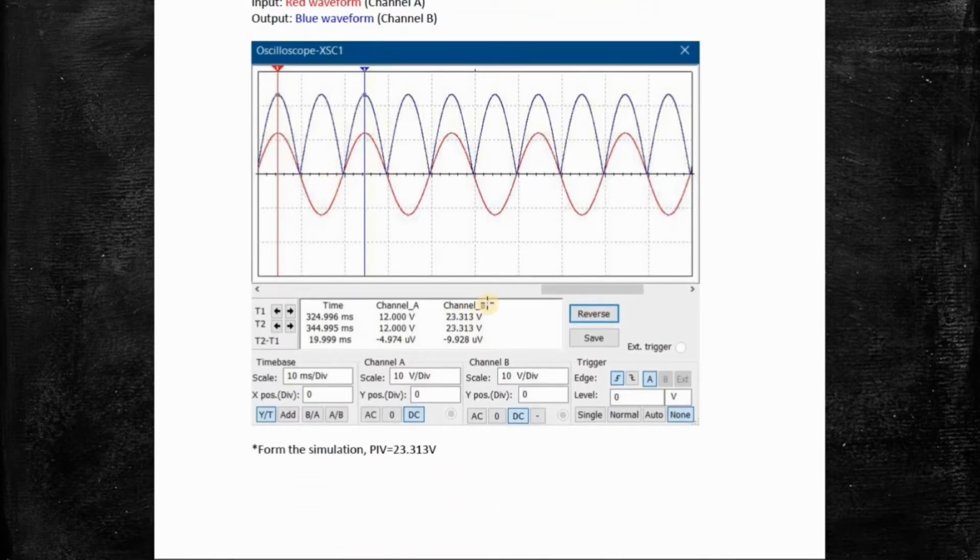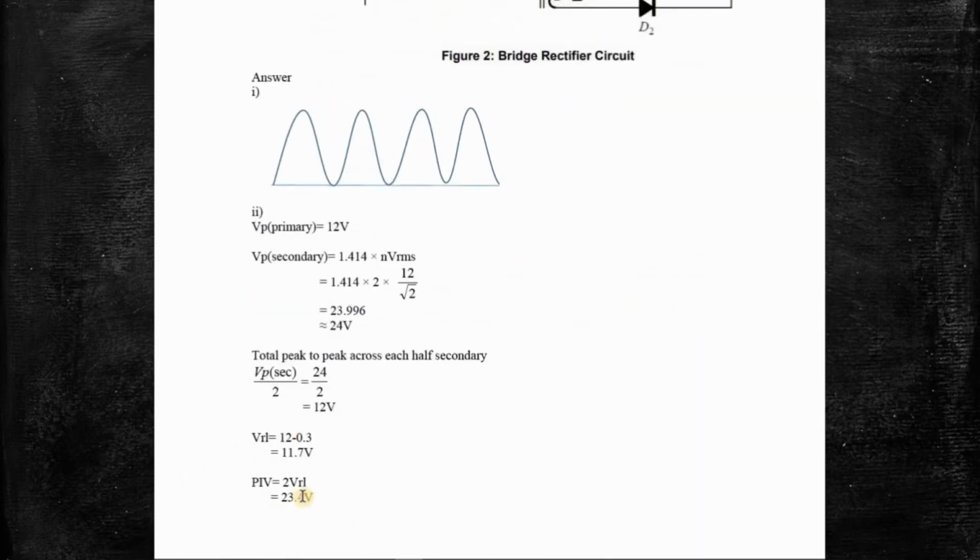Okay, next is for the PIV. We just take the amplitude of the output, and we get 23.313 volt. Okay, so our simulation value of the PIV is 23.313 volt, while our calculated PIV is 23.4 volt. The calculated value and the simulation value for the PIV are not quite different.